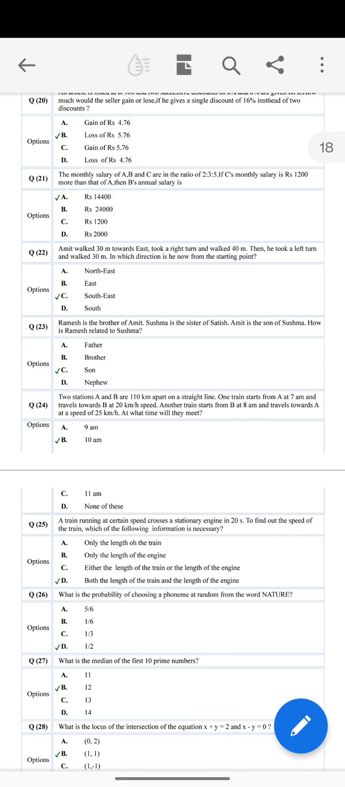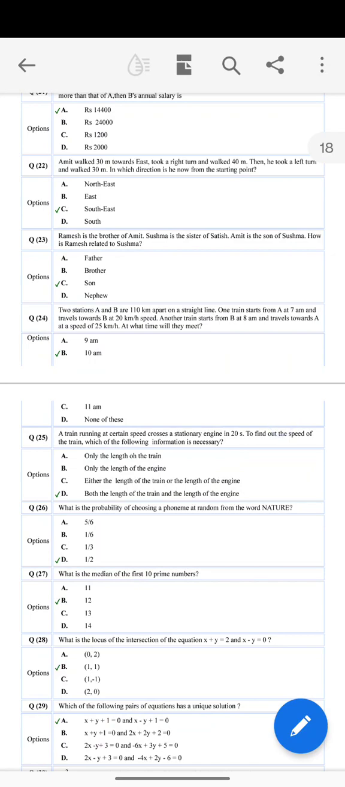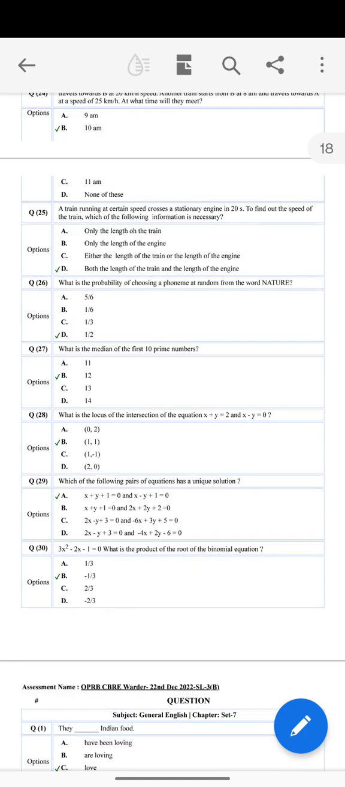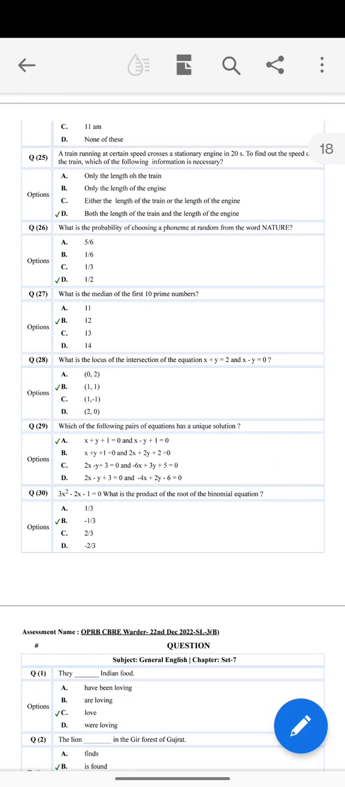Okay, question number 22, it is of logical reasoning subject. It is of distance and direction chapter. Again question number 23, blood relation question from reasoning subject. Again when we move to question number 25, a train running at a certain speed crosses a stationary engine in 20 seconds. To find out the speed of the train, which of the following is necessary? So again time and speed distance question, probability question, median question, what is the locus of intersection of equation? Again questions from quant subject, numerical ability subject.